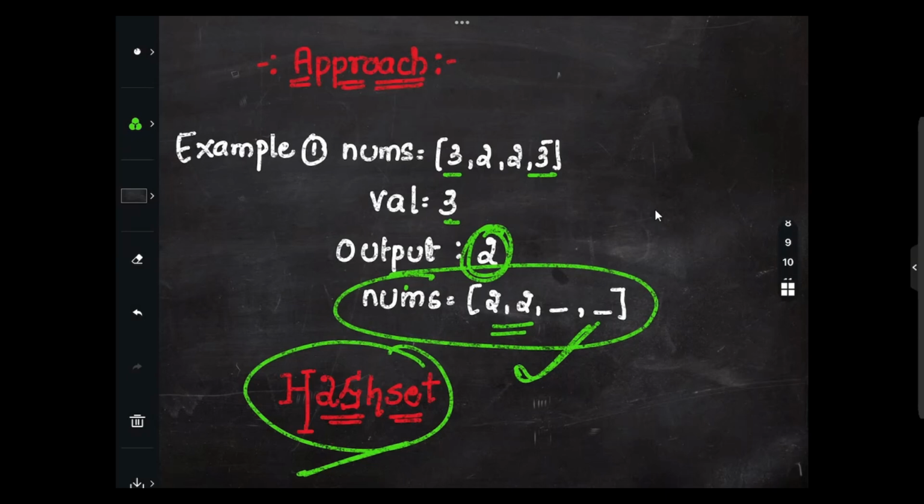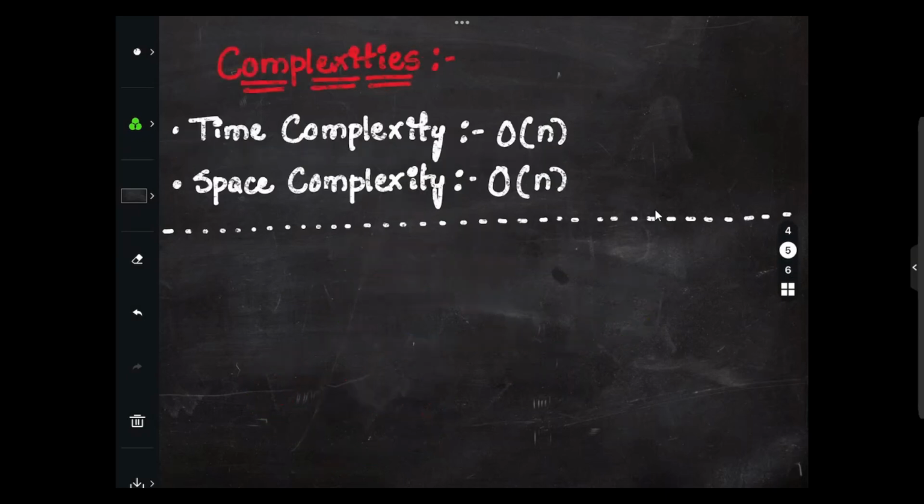Let's discuss the complexities very quickly. Yeah, here the time complexity will be big O of n. Why is the time complexity big O of n? Because we will be traversing the entire array once.